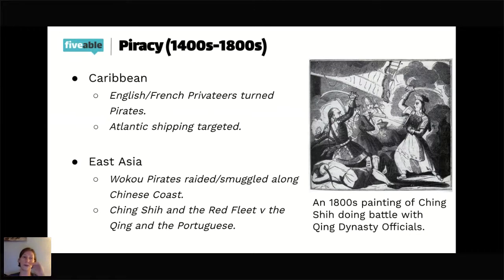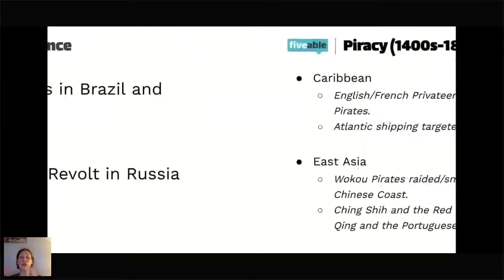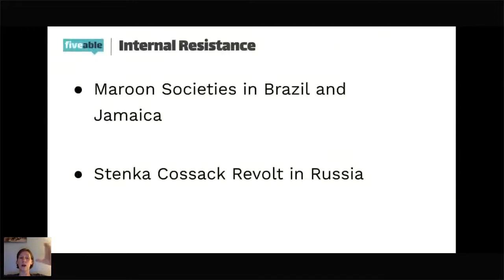because I do want to give you a couple of examples of internal resistance. So if external resistance are powers outside of an empire, checking its growth and preventing it from expanding further, internal resistance, right, would be people within the empire itself who attempt to prevent the empire from growing or from consolidating its power.